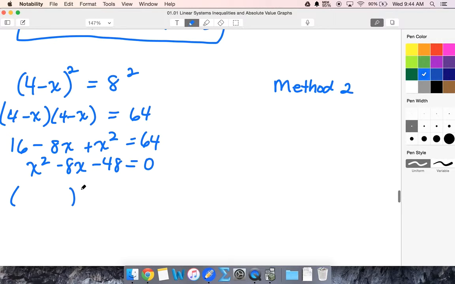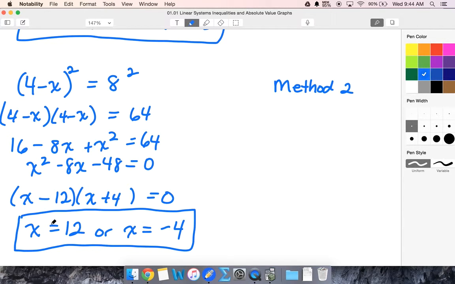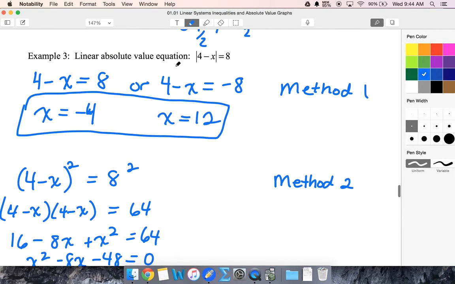I could also put it in my calculator to look and see where the equation is equal to 0. But I can see that this one is going to be x minus 12 and x plus 4 equals 0, which leads me to, again, my two solutions. x is 12, or x could be negative 4. So either of these two ways, we got the same answer, and both answers check inside of our absolute value equation. This one, absolute value equation, it's not an inequality because we have an equal sign.